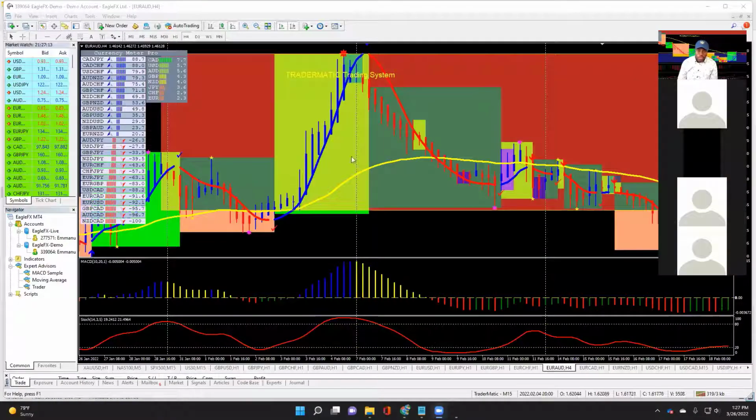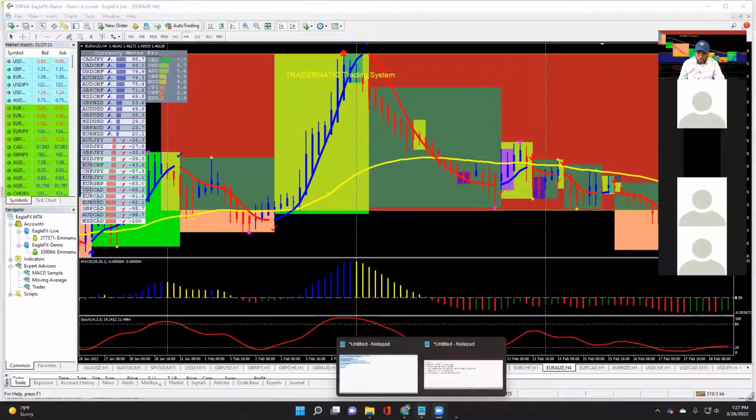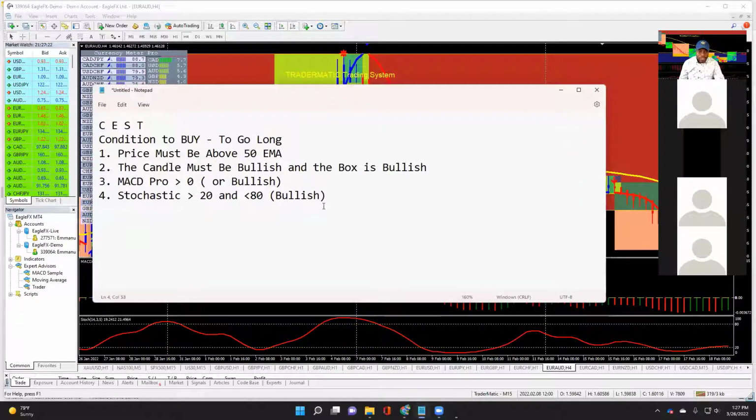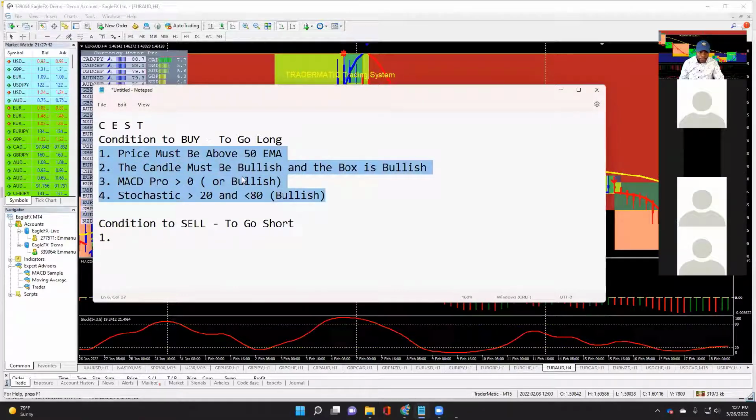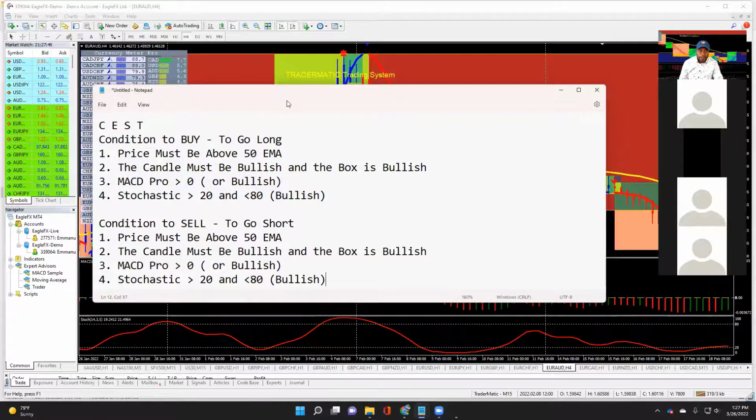So we have the condition now for going long. Let's look at the condition to go short, that is to sell. Number one is just the opposite of this. You can just copy this and replace over here.